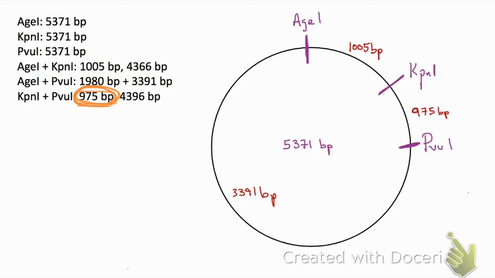So if we were to digest with all three of these enzymes at one time, then we would expect to see three products here. A product of 1,005 base pairs, one of 975 base pairs, and the last of 3,391 base pairs.